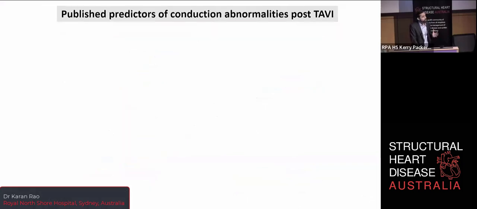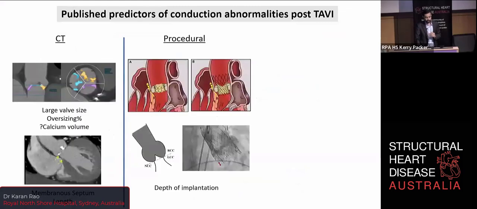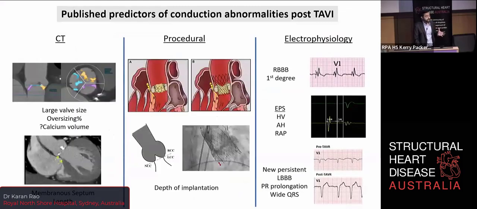So what are the current published predictors of conduction abnormalities post-TAVI? The way I think about it is you can break it down into the anatomical or CT-derived predictors. We've touched on this a little bit today.